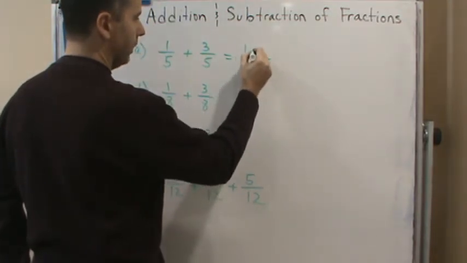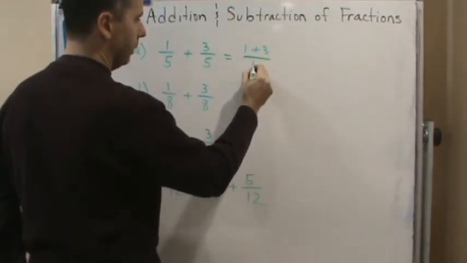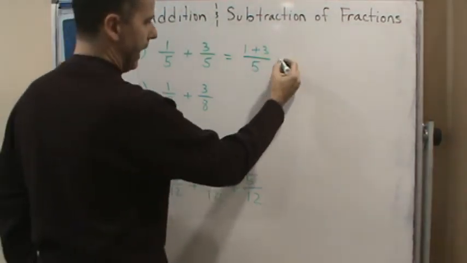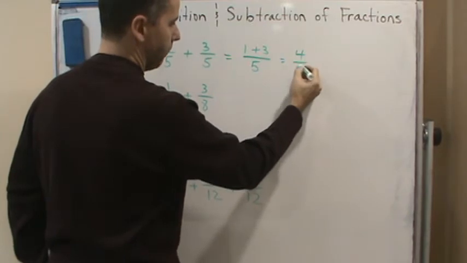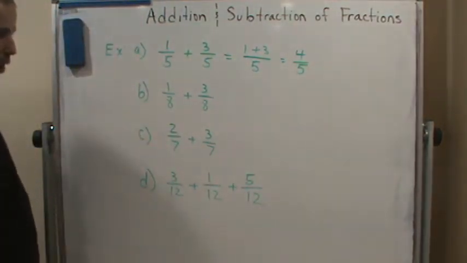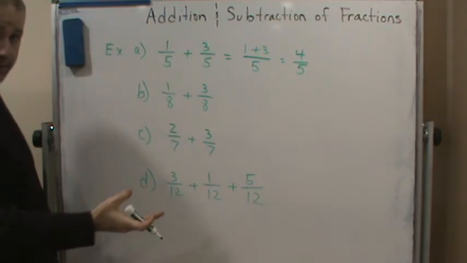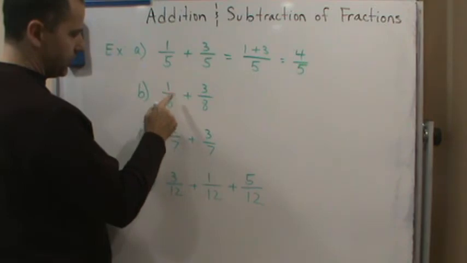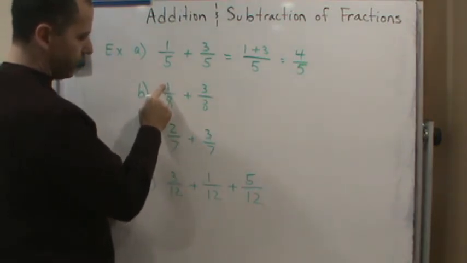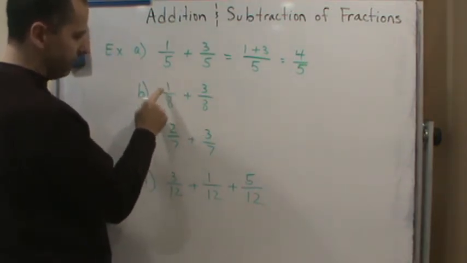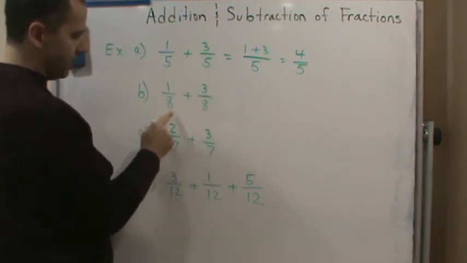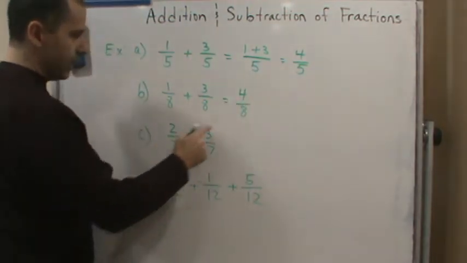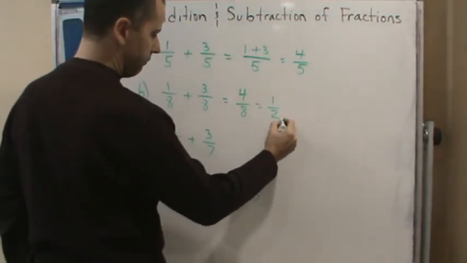So this would be 1 plus 3 over 5, and then all we have to do is add, and we get 4/5. That's all I'm going to do for all these problems: just add across the top and keep the bottom. If I have 8ths, these are the same, so I can just add them together, because remember, the numerator just tells us how many of those pieces we have. So all we're doing is adding pieces when they're the same. So this is just going to be 4/8, which then reduces to 1/2.